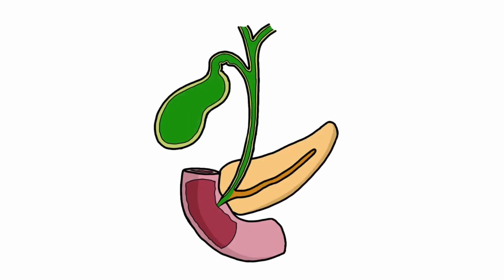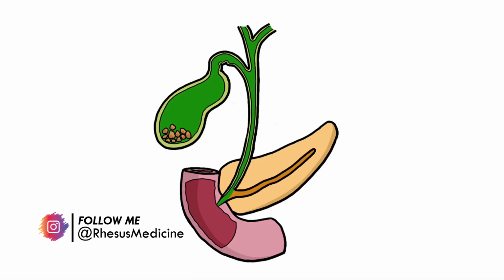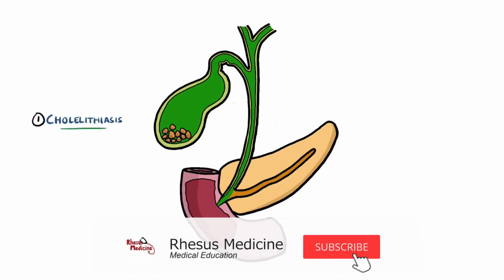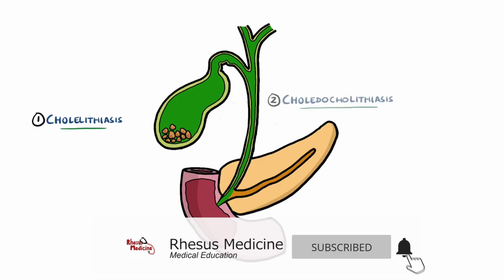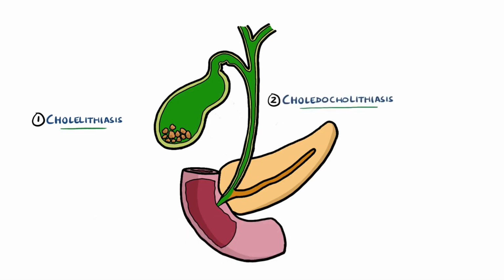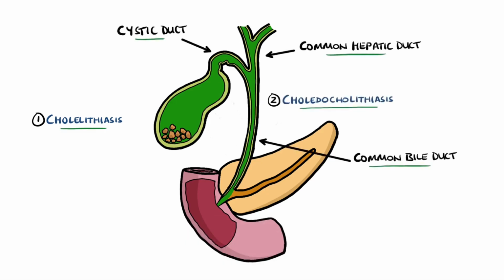Gallstones are stones formed from precipitated bile components that, when present, can give rise to different conditions depending on the location of the stone. The presence of gallstones in the gallbladder is known as cholelithiasis. When the stone is found within the common bile duct, this is termed choledocholithiasis.